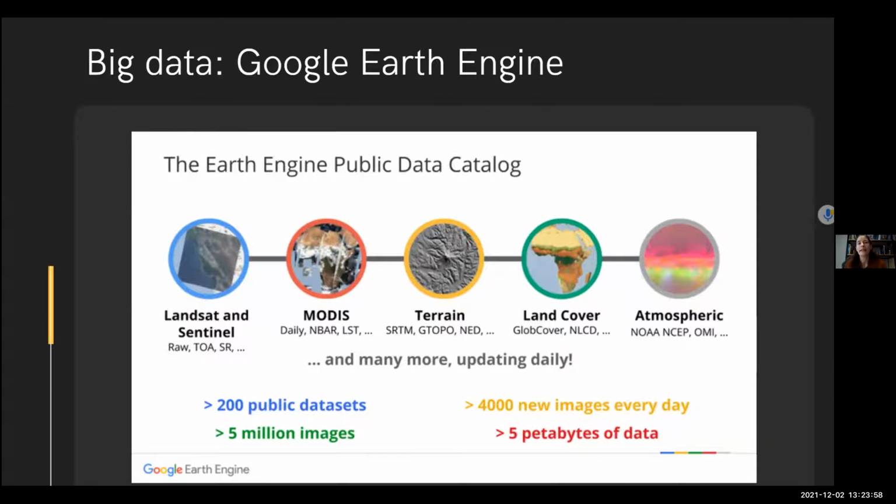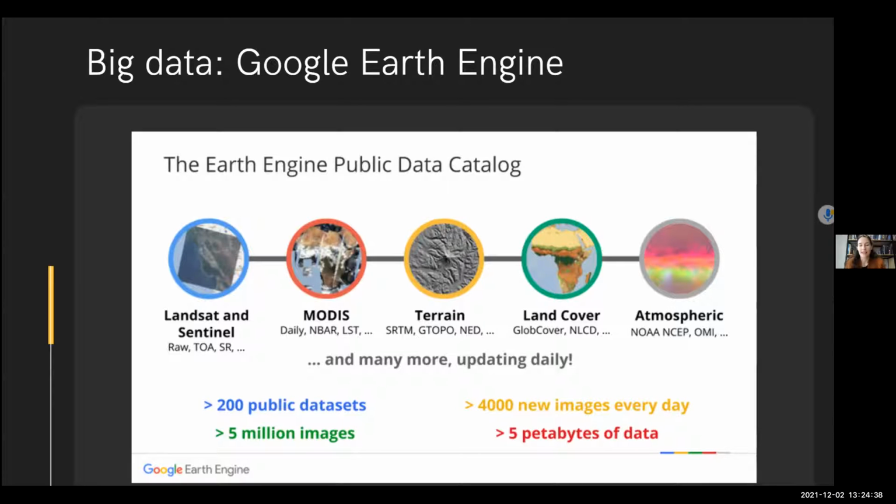And related with this big data, it also appears this cloud computing platform where we can access to the data. For instance, I will just show you a few of them. One is Google Earth Engine, that you can have an account for free. So you need to register, but you can have an account for free. And we can access to different satellite images like Landsat and Sentinel, MODIS, different terrain models or digital elevation model like SRTM, GTOPO, and others, land cover layers, and a lot of atmospheric and climate variables.